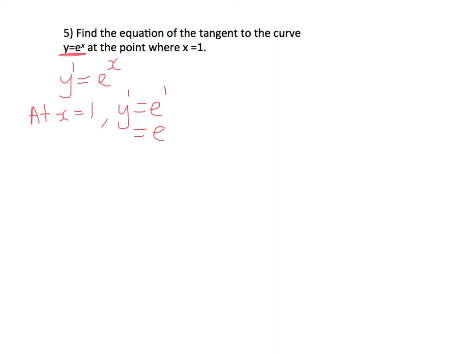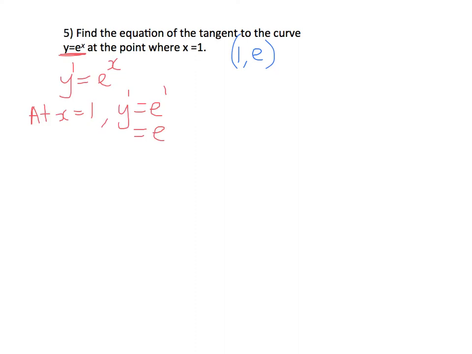Now we have our gradient. We've got our x-coordinate of our point. We need to find the y-coordinate of our point. Here we've got the equation for our function, y equals. So we can just sub x equals 1 in here, and we'll get our y-coordinate. You can see y equals e to the 1, which is also just e. So our point is going to be (1, e). And so there's our point, there's our gradient.